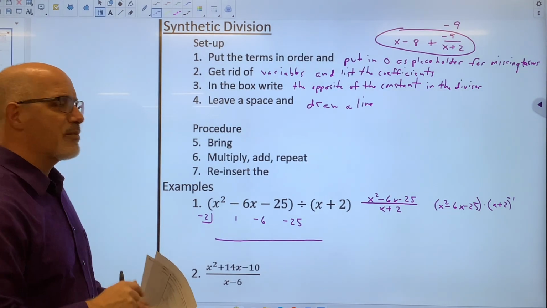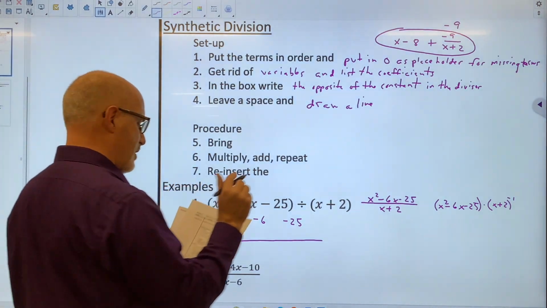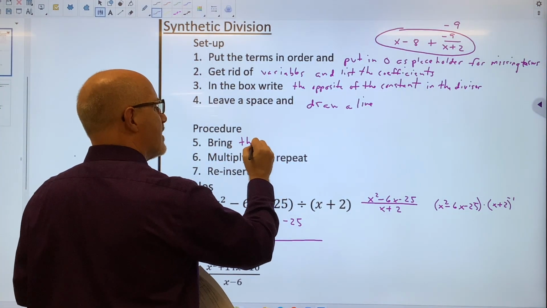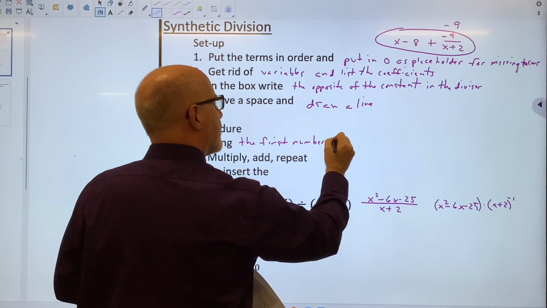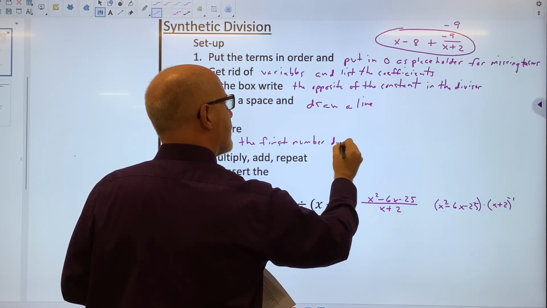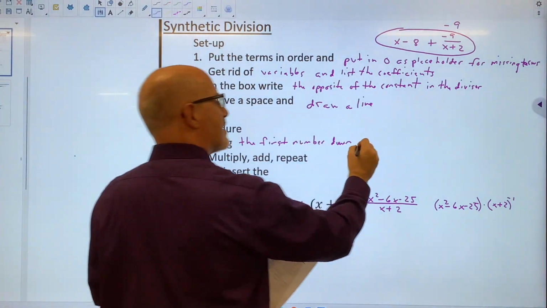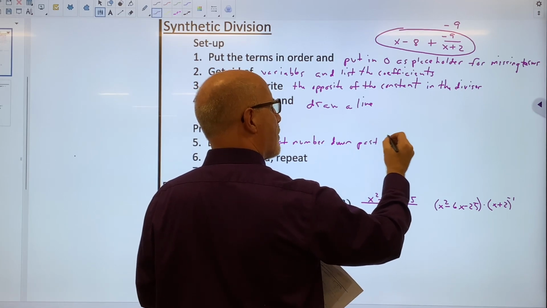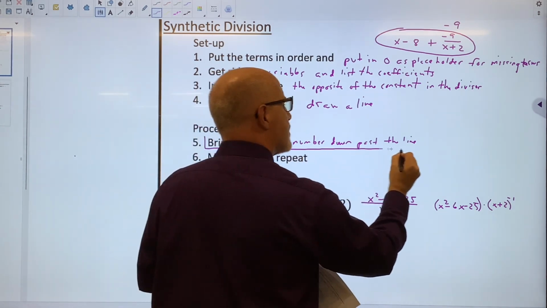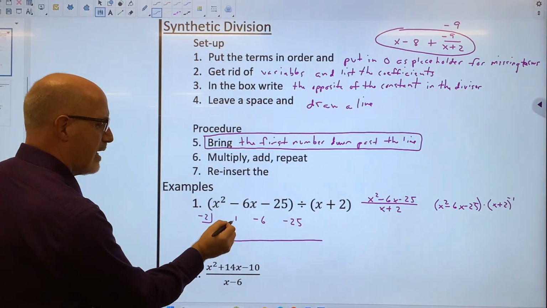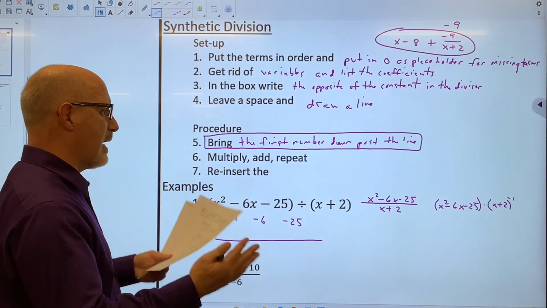The next 3 steps are the procedure we'll use. The first one is the one that people forget the most. So I'm going to put a box around this one because you want to bring the first number down. So the first number gets brought down. I'm going to put a box around this. I'll put past the line, just to make sure we know where we're bringing it down to. So that line we put in there, you've got to make sure you bring that first number all the way past the line. So this one, you skip this empty space here and bring it all the way down past the line. Next, you're going to multiply, add, and repeat.